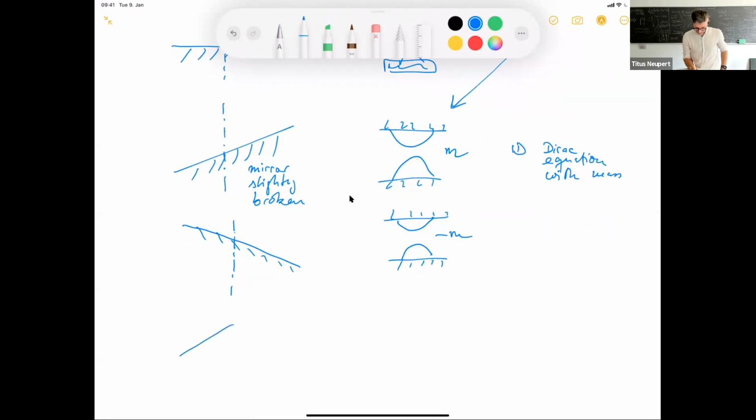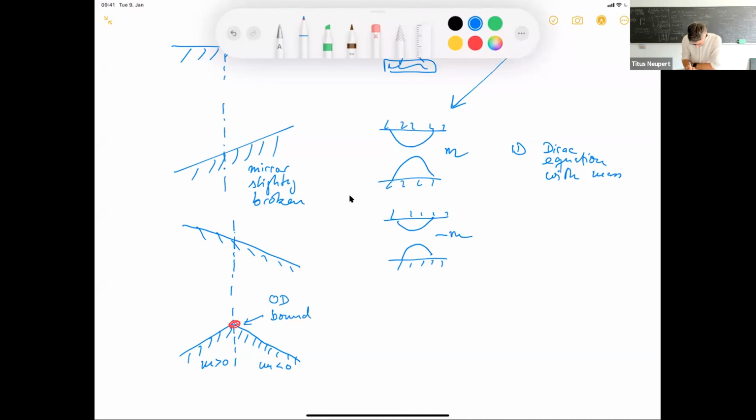If I make a domain wall where on both sides I have a gapped Dirac fermion, but the mass is larger than 0 on one side, and on the other side it's less than 0, so it has to go through 0 someplace. Then at this domain wall where it goes through 0, I will find a bound state.